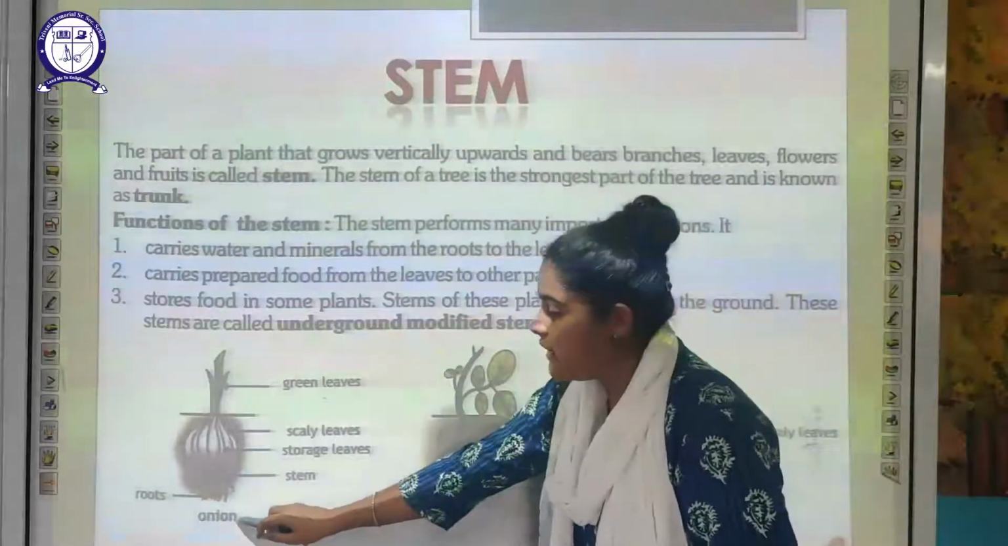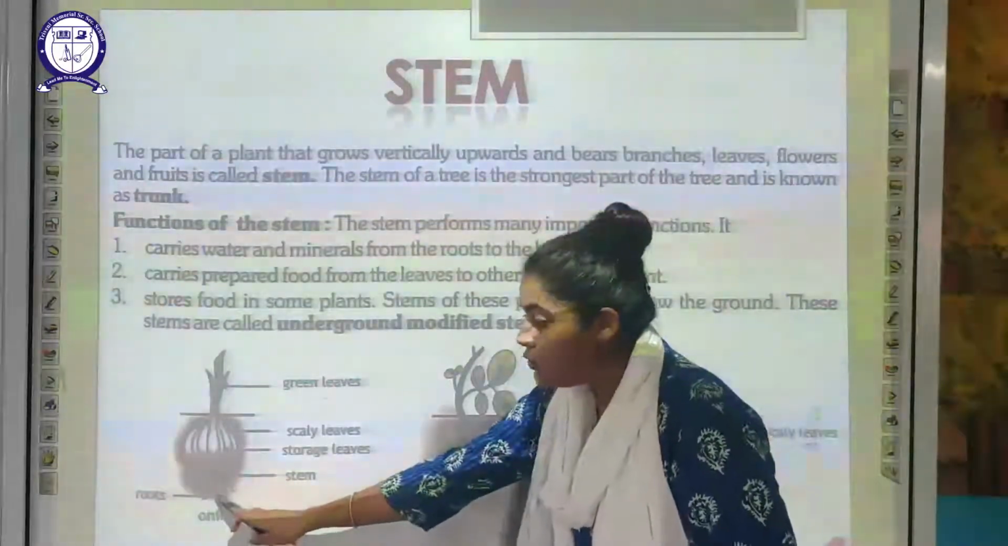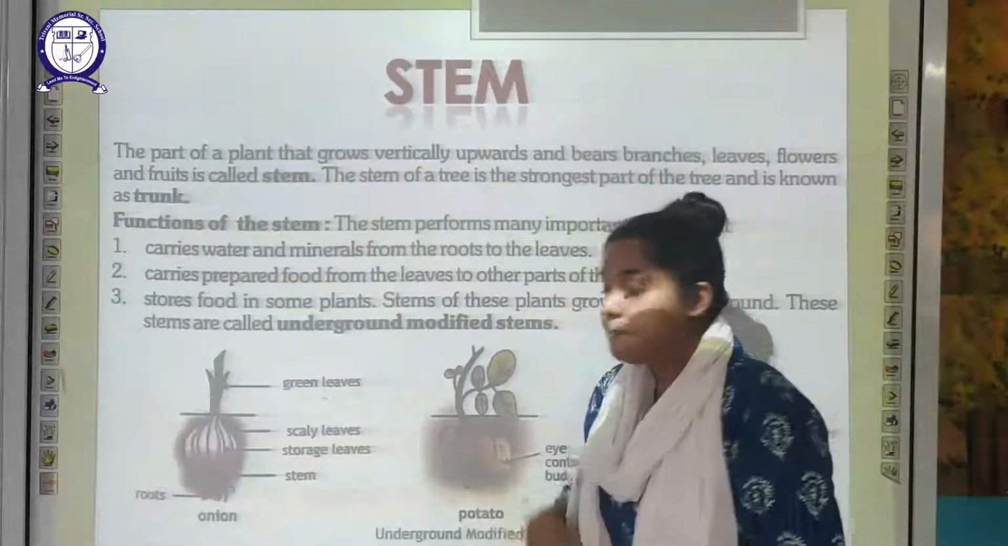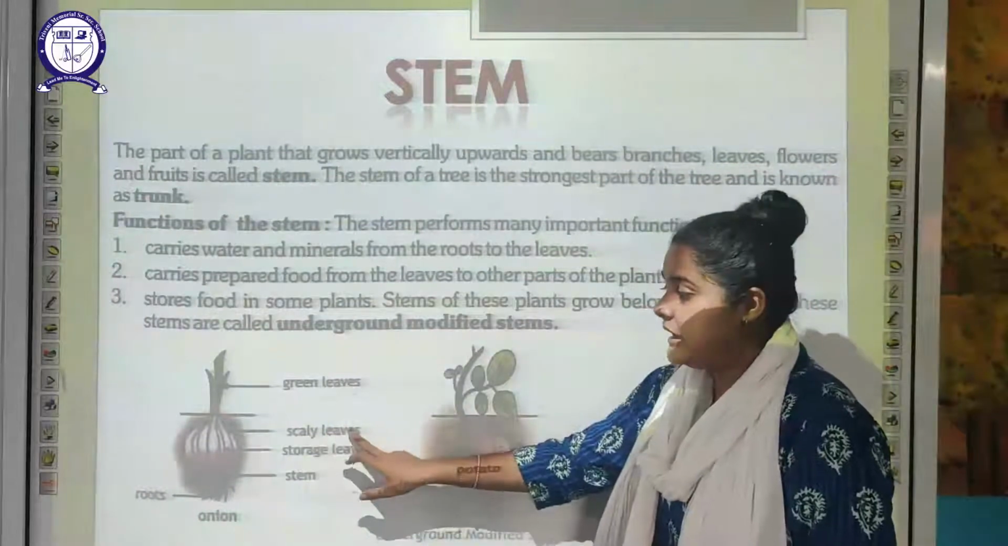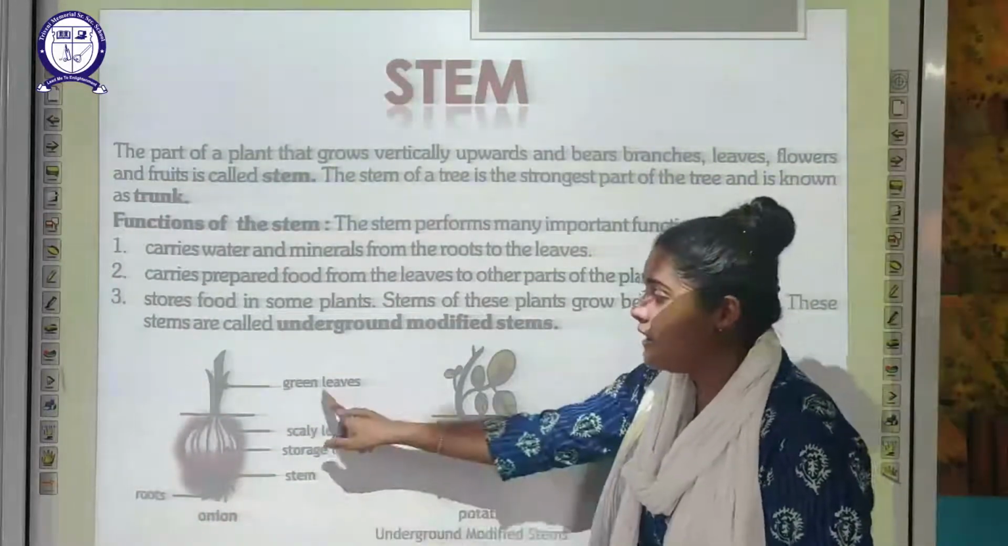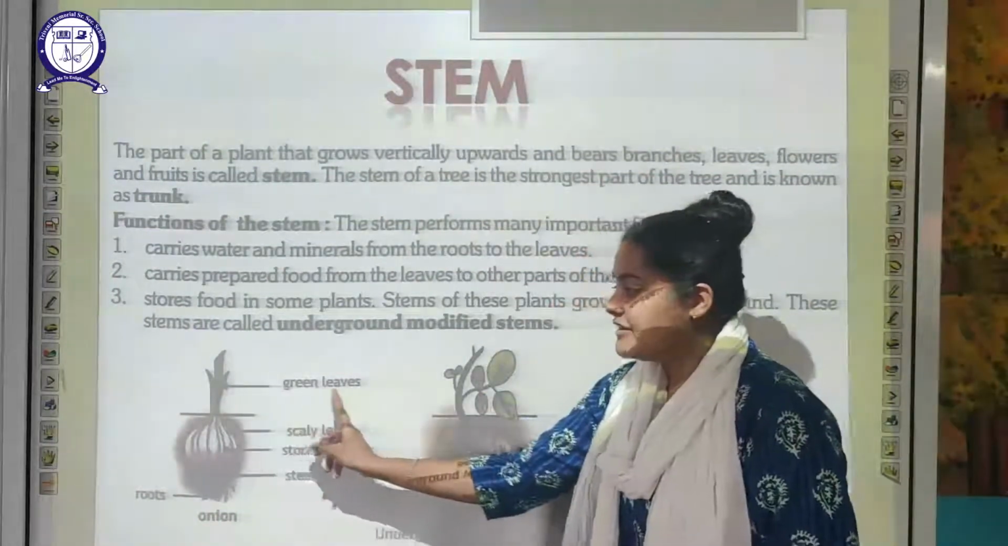So here you can see onion. Here these are the roots of onion, this is the stem part. The part which we eat is your storage leaves and scaly leaf. This is the part which we use, and above the surface you can see its green leaf.